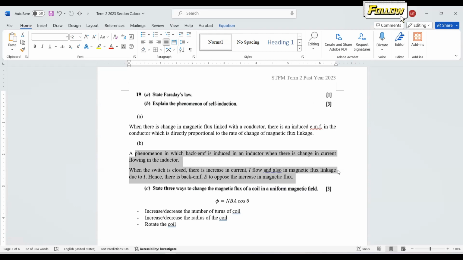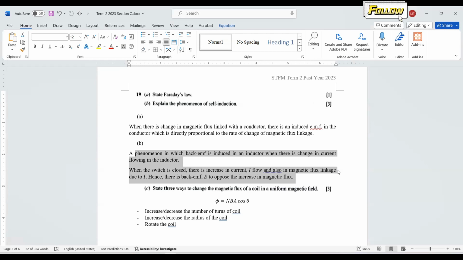Now I move to the next question. State 3 ways to change the magnetic flux of a coil in a uniform magnetic field. The question already mentioned uniform magnetic field, so I don't think you can mention to change the magnetic field strength to change the magnetic flux. So we're going to review back the formula of the flux, which is NBA cos theta. So there are other 3 variables that we can change to change the magnetic flux.